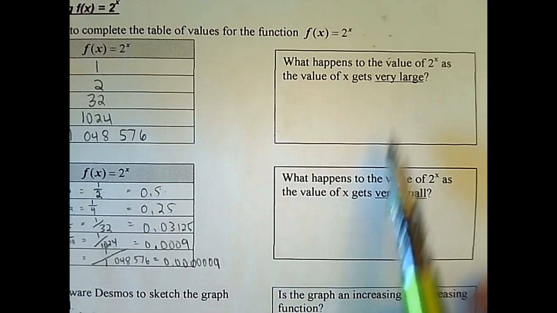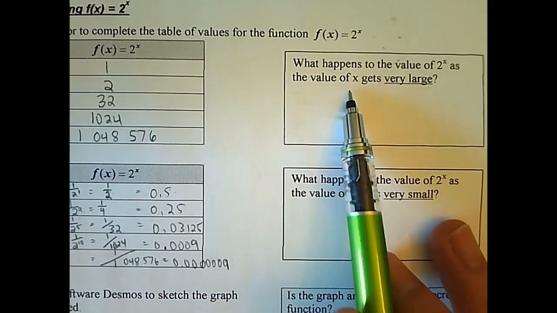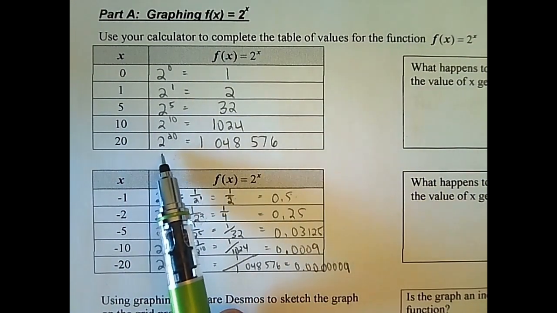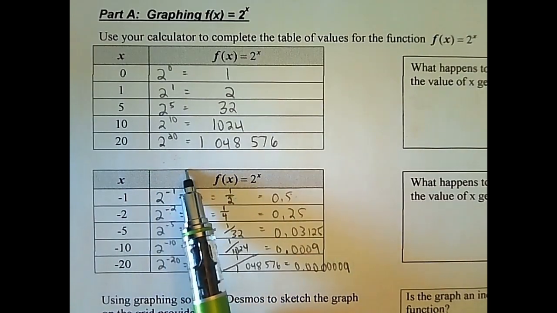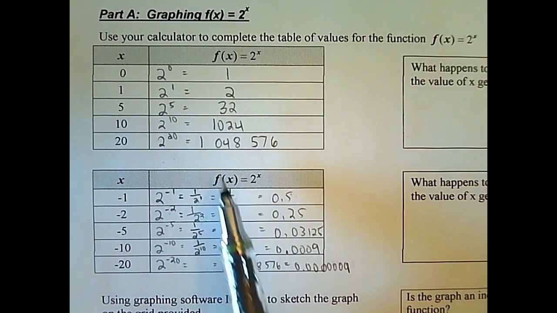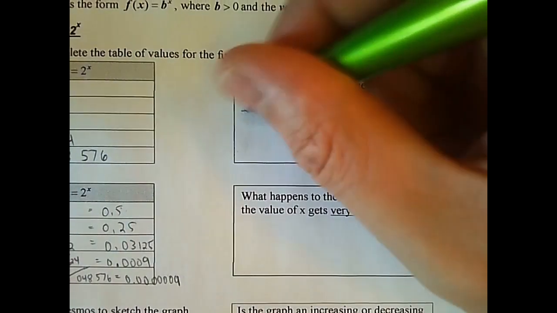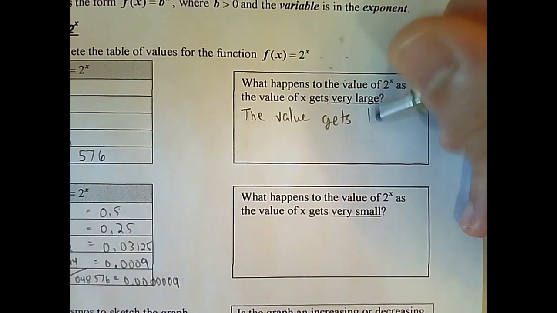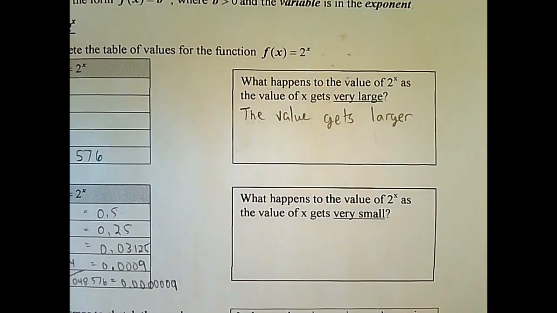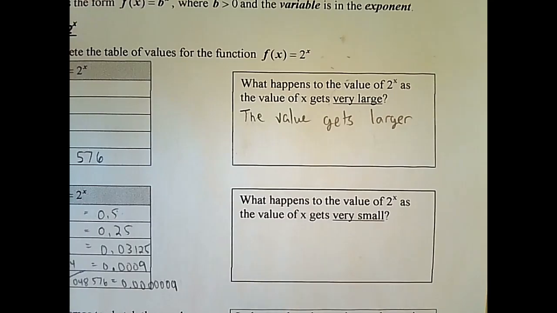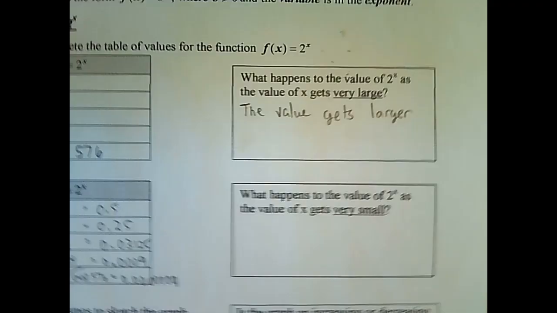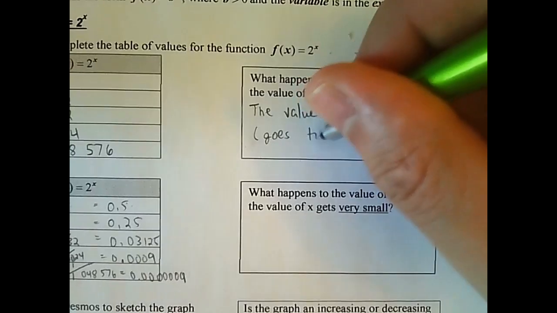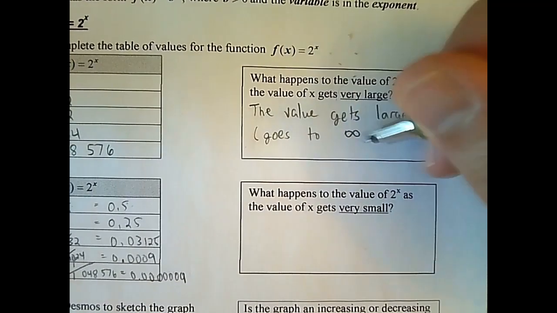What happens to the value of 2^x as the value of x gets very large? If these x values became 2^30, 2^40, 2^50, what's happening to these numbers every time? Well, we can say the value gets larger. But the word is exponentially larger, which is where we get our name exponential. We can also say it goes to infinity.